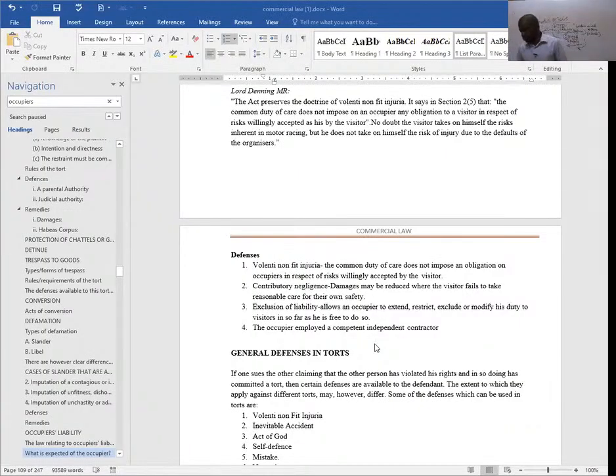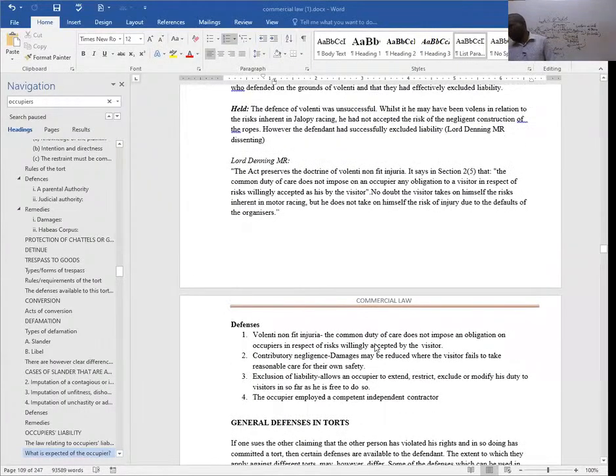Contributory negligence. Damages may be reduced where the visitor fails to take reasonable care for their own safety. So if the visitor contributed to part of the injury or damages arising out of the occupier's premises, that can be pleaded as a form of defense. Exclusion of liability: it allows an occupier to extend, restrict, exclude, or modify his duty to visitors insofar as he is free to do so.